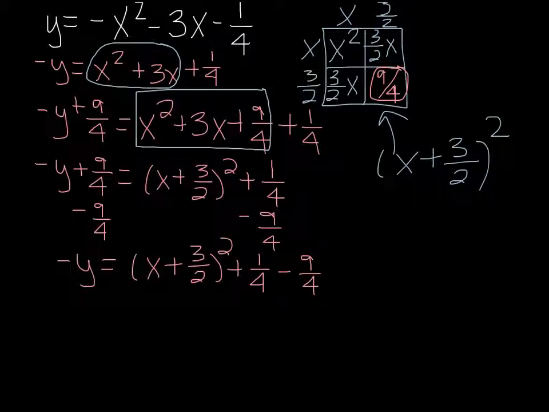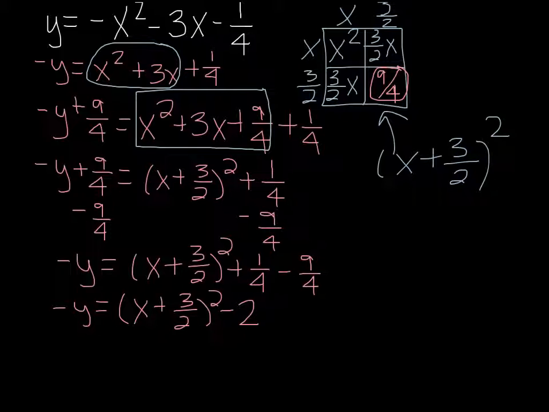This is nice. They already have a common denominator. In fact, if we combine them, a positive 1/4 minus 9/4 would give us a negative 8/4. But negative 8/4 is really just the same thing as negative 2. So I'm actually going to just write it as negative 2.